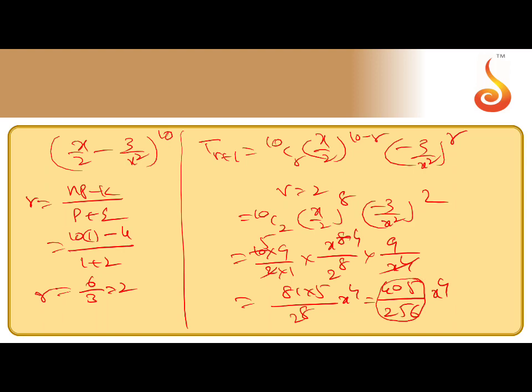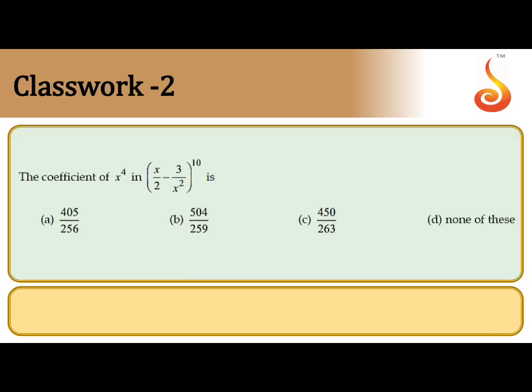They are asking for the quotient of x power 4. That is 405 by 256 is the answer. You can check the answer. So the quotient of x power 4 is 405 by 256. So option A is correct. I hope you understand. So for finding the quotient of the x power k term in the expansion, you can use the formula r equals (np minus k) by (p plus q). After getting the r value, you can go for the general term and solve it. In the entire chapter, the main thing you have to remember is the general term of the binomial expansion and how to get the solution.